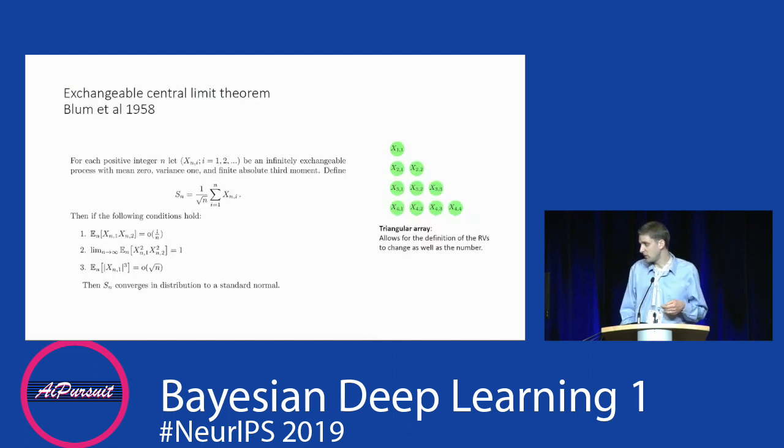The theorem applies to triangular arrays. This allows you to change both the number of terms in the sum and the identity of the terms in the sum. And if 3 conditions hold, then you have convergence to a standard normal. Now, note in particular that the terms becoming increasingly independent is not sufficient to guarantee convergence to a normal. You actually need something slightly stronger, and that means you actually have to prove something.